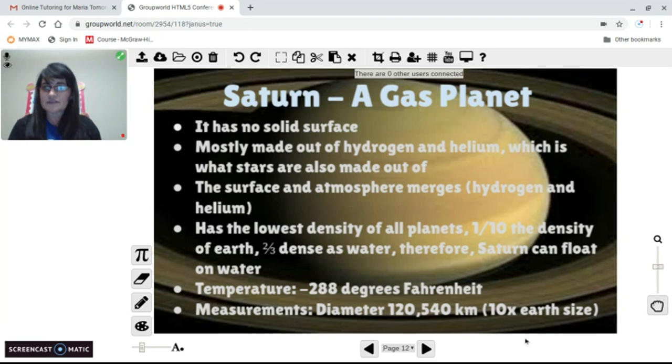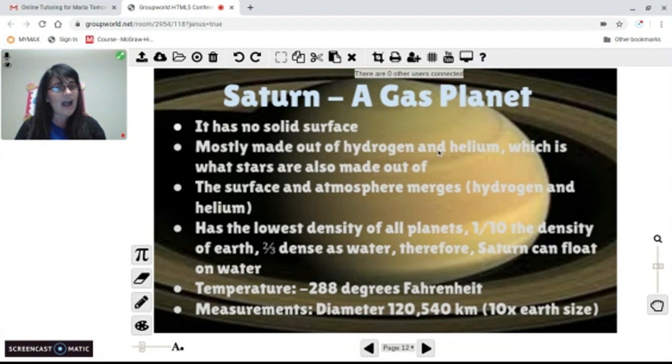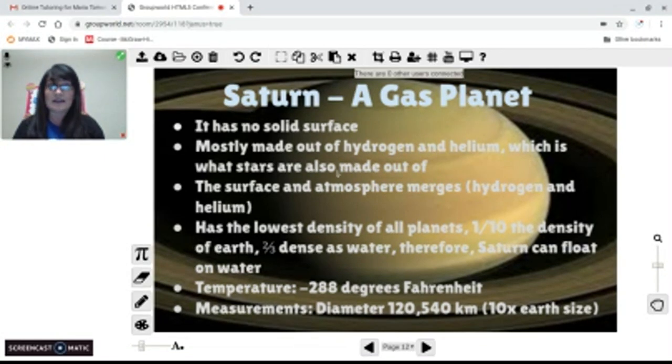Okay, let's give some more information. It has no solid surface, mostly made out of hydrogen and helium, which is what stars are made out of as well. So Saturn is made out of the same material that stars are made out of. Super cool. The surface and atmosphere merge. Oh, so that's hydrogen and helium, the surface and atmosphere together. Got it. Okay, that's important.